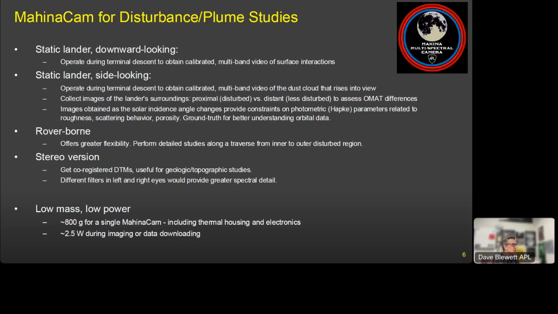Rovers, of course, perform detailed studies along a traverse. A stereo version would be great because then you get co-registered DTMs, and you can imagine having different filters in the left and right eyes to give greater spectral detail. It's a pretty low mass, low power instrument, going to be on the order of 800 grams or so, including a thermal housing and its electronics, just a couple watts. And I'll just end up with one slide that shows a bit of hardware. The next slide.